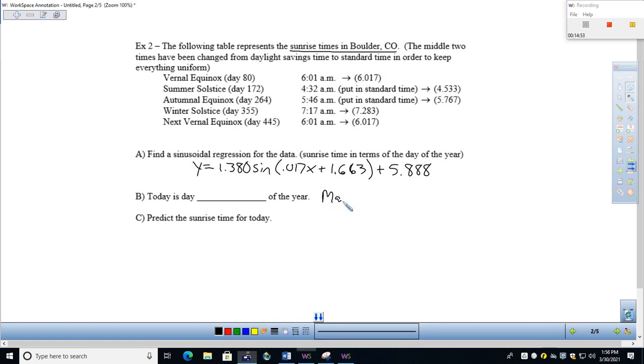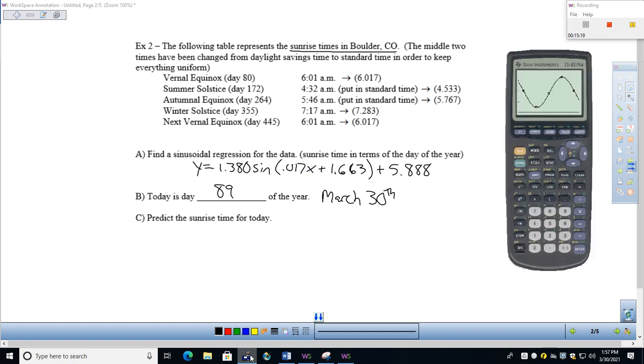Now, ideally, you would do it on the day that you're watching this lesson. March 30th for me happens to be day 89 of the year. So what I'm going to do is predict the sunrise time today for March 30th, so day 89, which means I'm going to put 89 in for X. If you can take a moment and see what day of the year it is for you, that would be great. You put it in for X, and let's go ahead and see what happens.